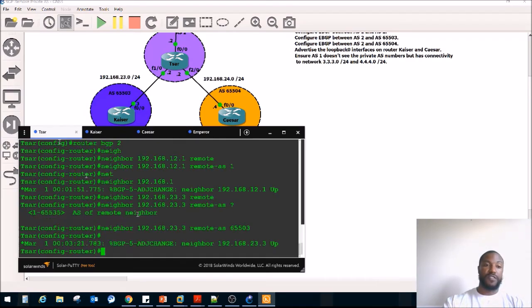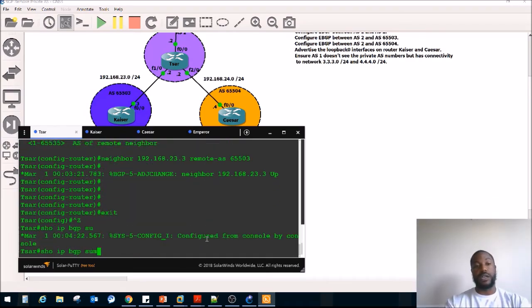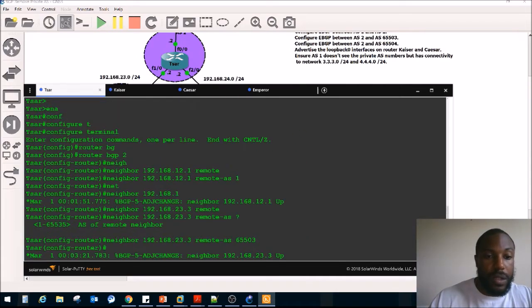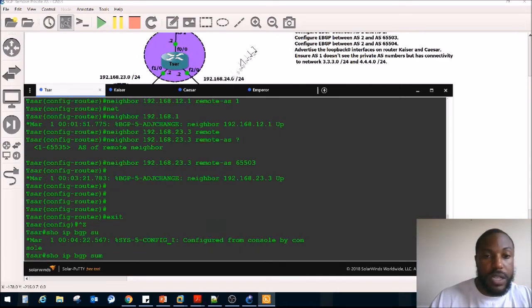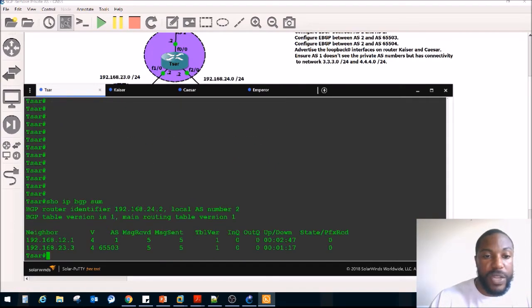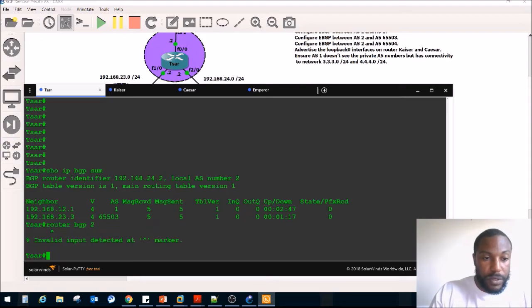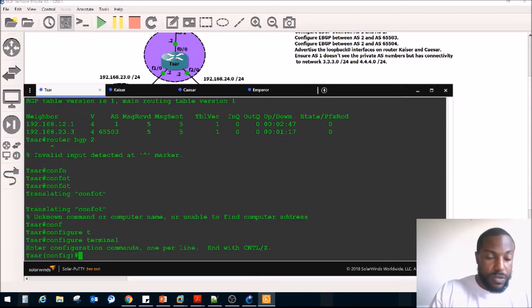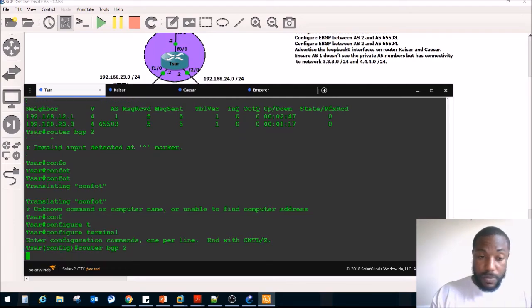Let's go into Czar to verify that. Show ip bgp summary. Just two neighbors, so we're still waiting on another one. Oh, we didn't make Czar... Did we do that? Yeah, we did 23. This is the 24 network. We did not. So that's what we've got to do. We've got to go back into router config mode. Configure terminal. Router BGP 2.